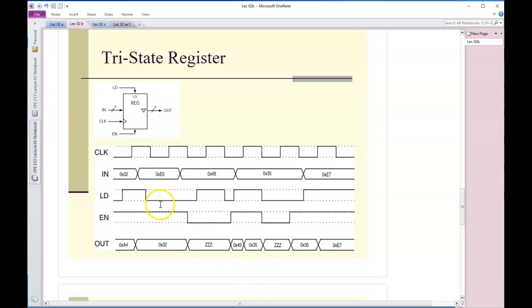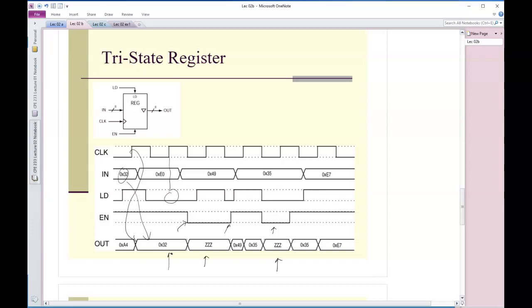So here, enable turns on and off. Once it turns off, I go into these high impedance states, and you can see that both times it turns off, it goes into a high impedance state. When it turns on, it just acts like a normal register, so you can see that this value right here, 32, gets loaded in on the active clock edge because the load is turned on, and so on. Here we have no load, so it doesn't load. Other than that, it's just like a normal register.